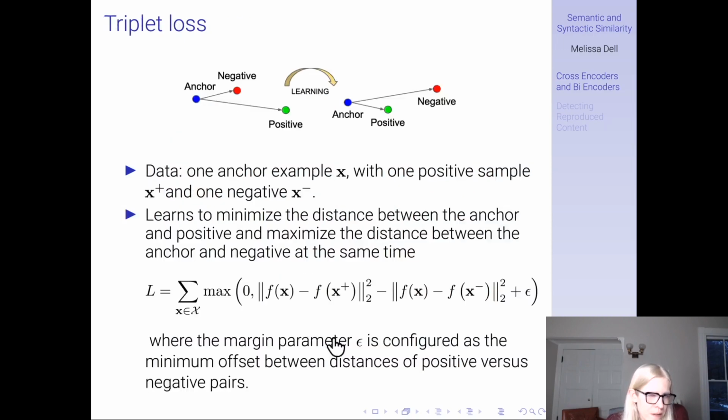You might use triplet loss, where you have one anchor example and a positive and a negative sample. The model will learn to minimize the distance between the anchor and the positive example and maximize the distance between the anchor and the negative example, where you have a margin parameter epsilon that's configured as the minimum offset between distances of positive versus negative pairs.